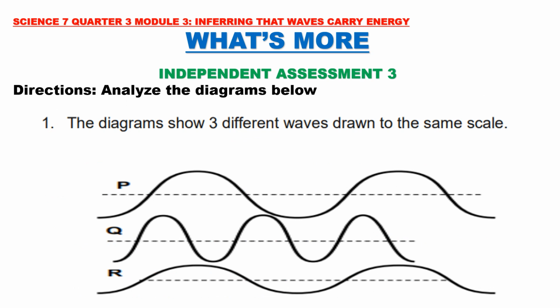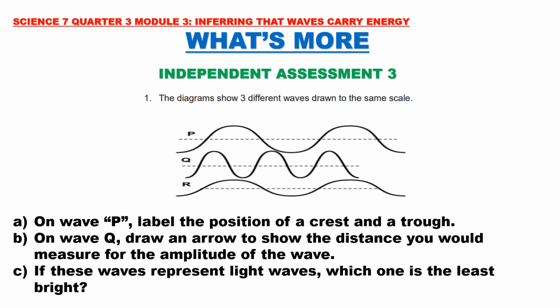Independent assessment 3, direction. Analyze the diagrams below. The diagrams show 3 different waves drawn to the same scale. So we have wave letter P, wave Q, and wave R. So, letter A, on wave P, label the position of a crest and a trough. So, nasan daw ang crest at nasan ang trough?